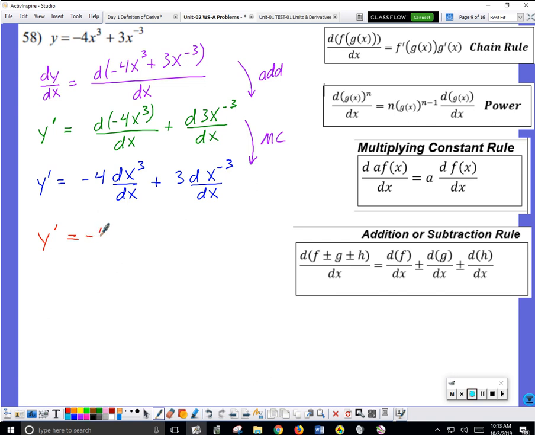So negative 4. Bring down the 3. x. d of x over dx. Make sure you write dx over dx. One second, Cassidy. Make sure you write dx over dx. That's another one of those gotchas where if you don't write what I write, a couple of days down the road, you'll be missing every problem because something's going to change and that's going to be important to not forget that. Cassidy?